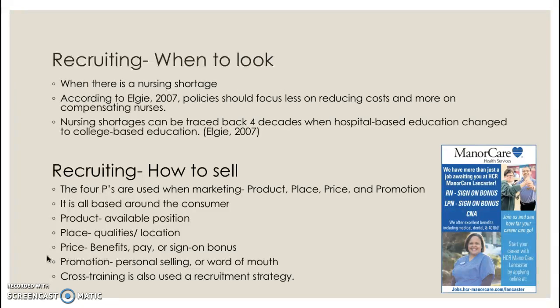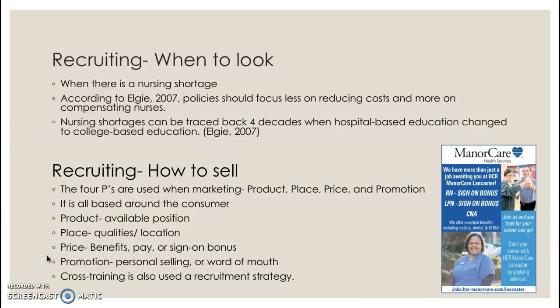So that is how to sell, which is the 4 Ps: product, place, price, and promotion. All of these are about the consumer, so the nurse, the new nurse that needs a job. So the product, that's the available position. That's also looking at the organization, the professionalism, standard of care, service, respect, and organizational culture.